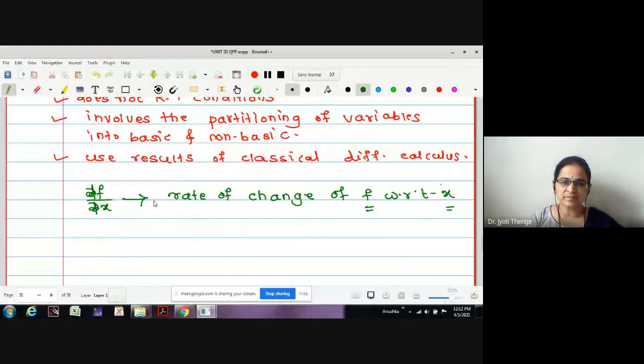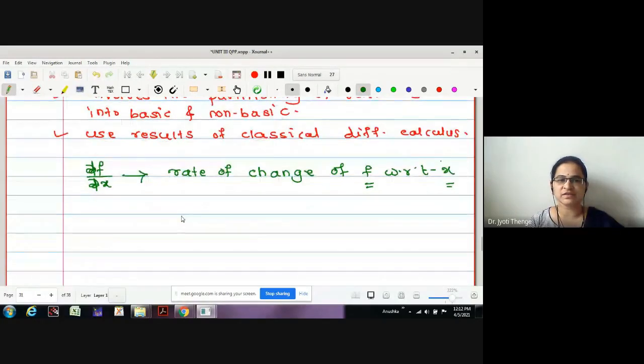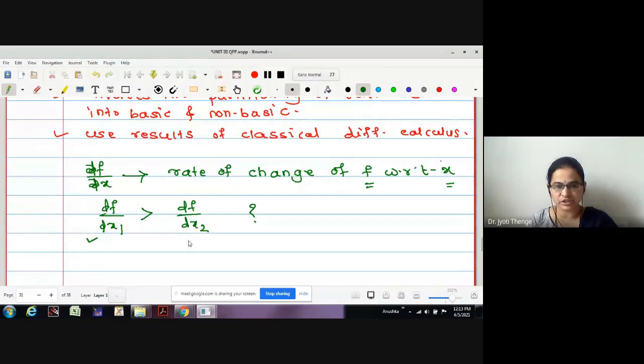Just tell me, if the rate of change of a function with respect to one variable, say x1, is greater than the rate of change of the function with respect to another variable x2, what is this going to suggest to us? What do you think this inequality tells us? Any idea?